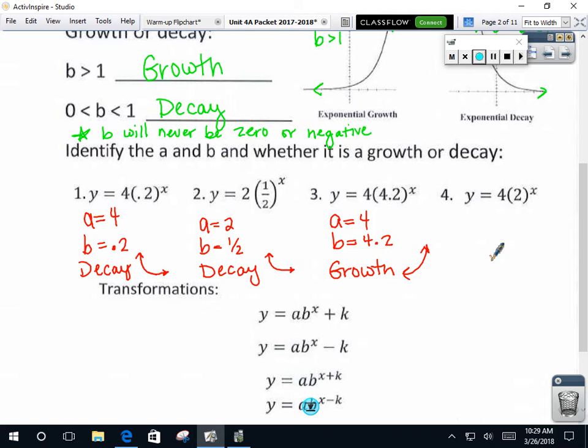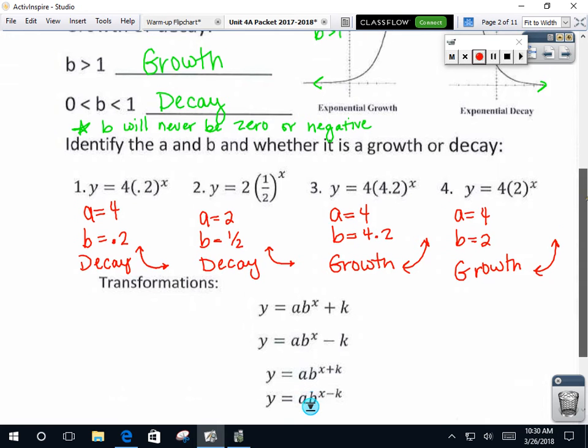And then number 4, what is the a value? 4. What is the b value? And is that a growth or a decay? Growth. 2 is the b value, and that is greater than 1, so it's a growth, which means the graph of it will be going up from left to right.